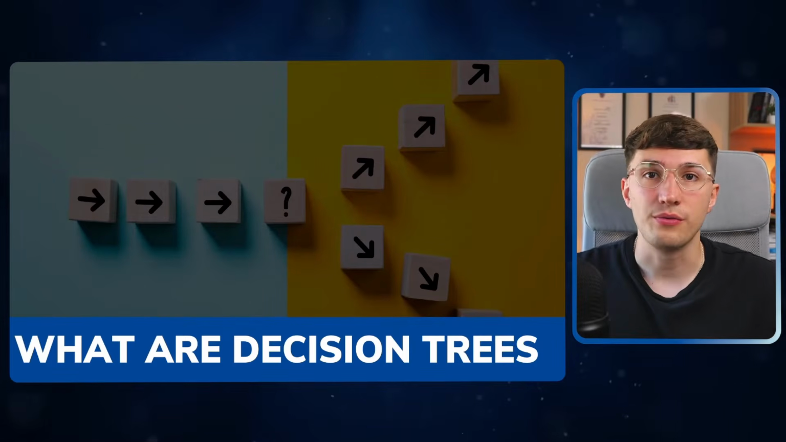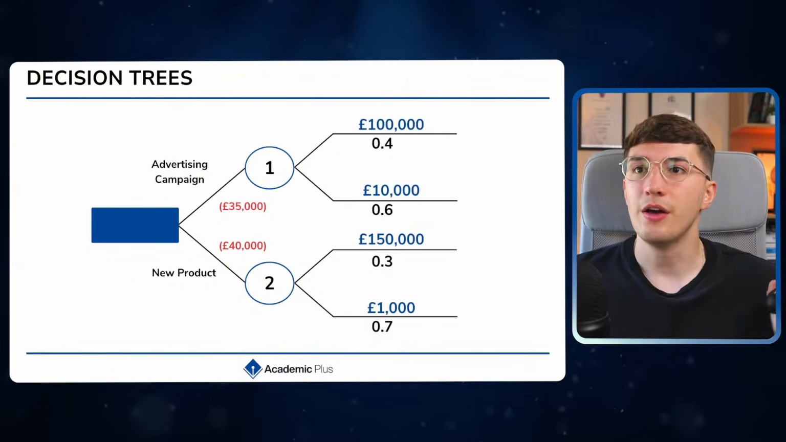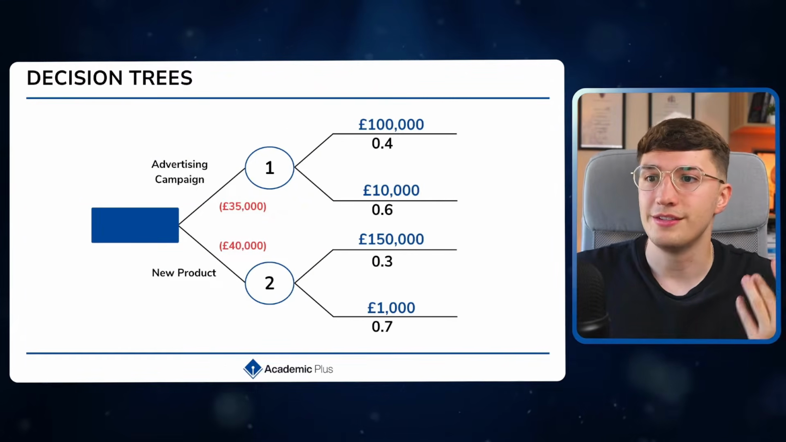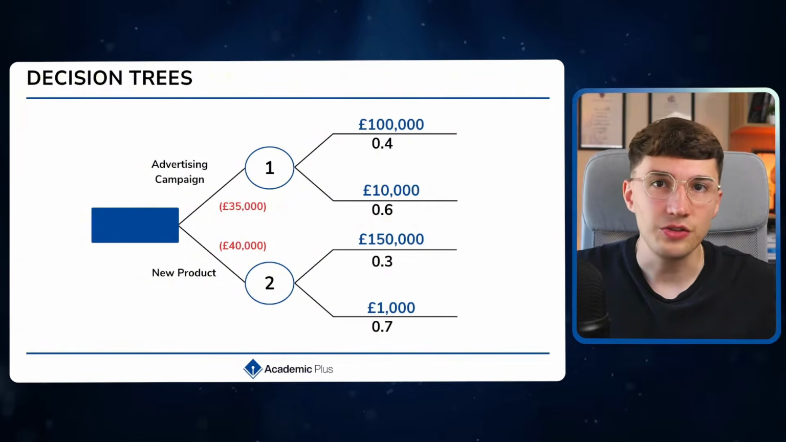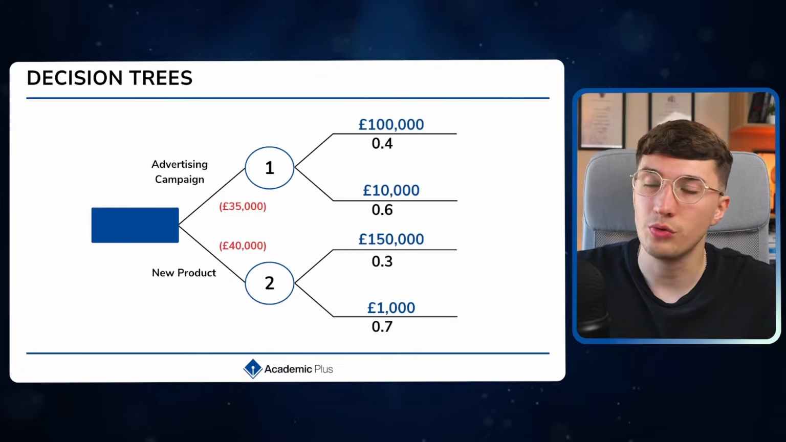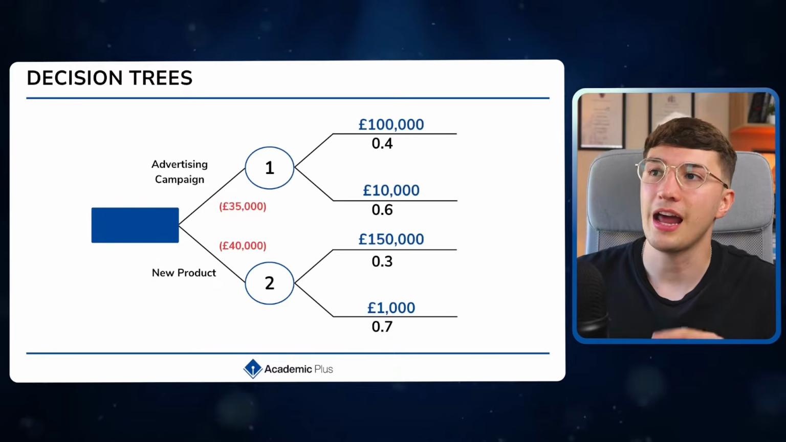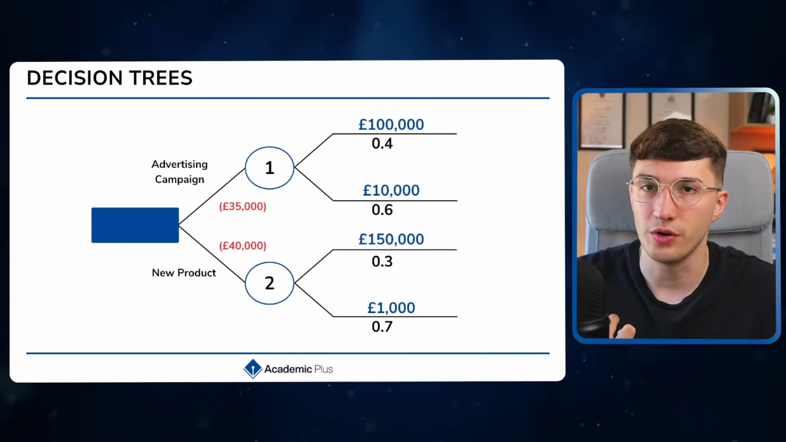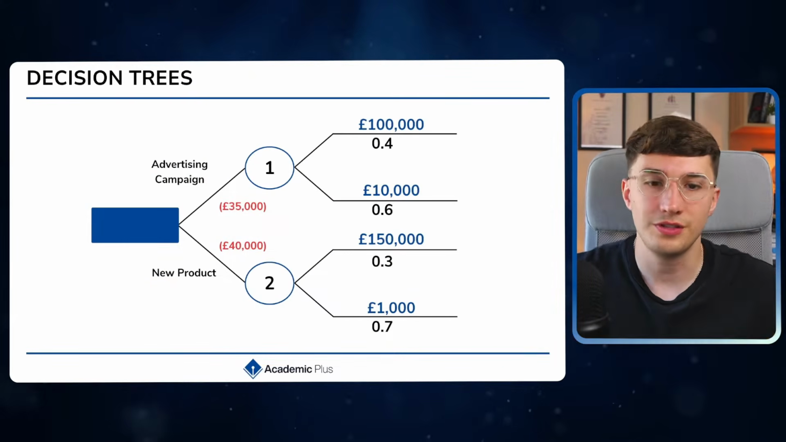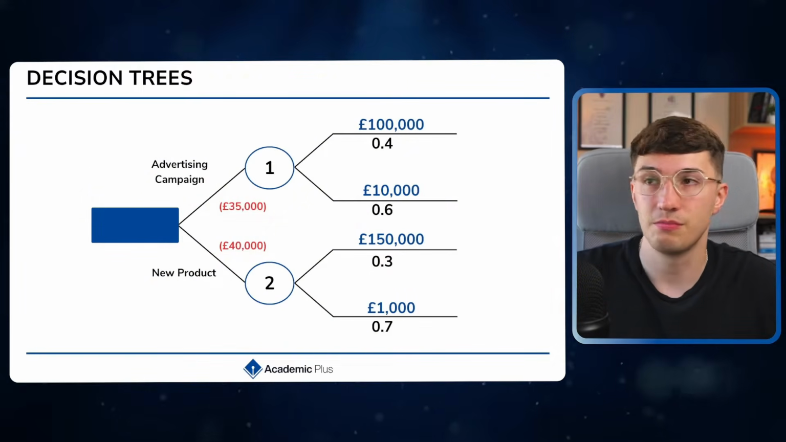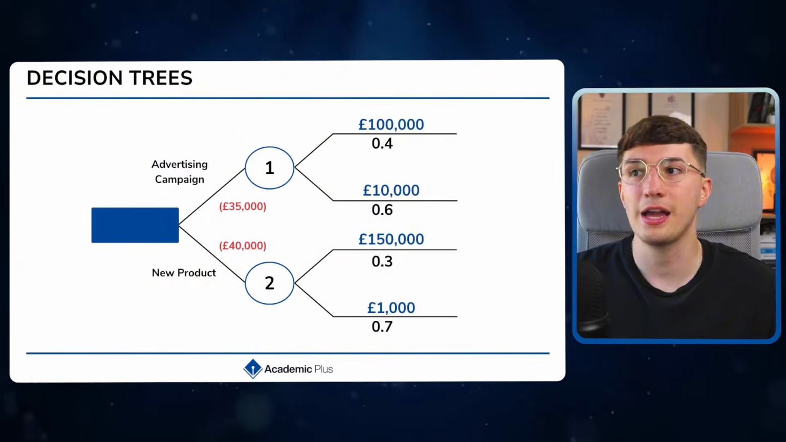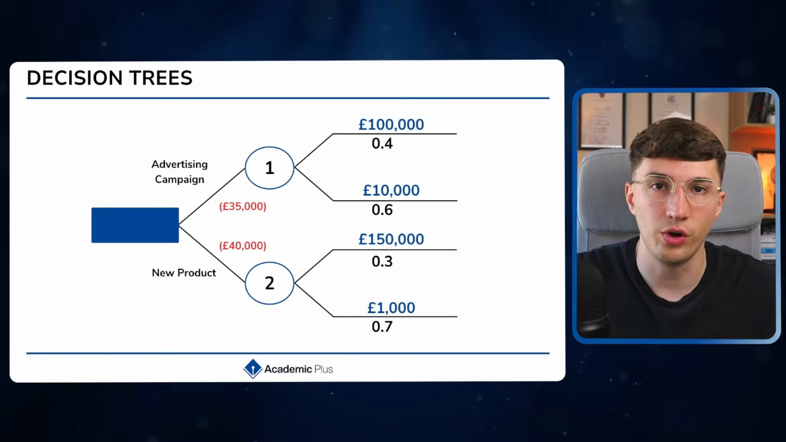So to start off with, what are decision trees? Now, this is an example of what a decision tree is. Essentially, it is a quantitative approach to make a decision in business. What you can see here is an advertisement campaign or a new product. Those are two decisions that we're looking to make in the business. Should we go ahead with the advertisement campaign or should we go ahead with the new product?